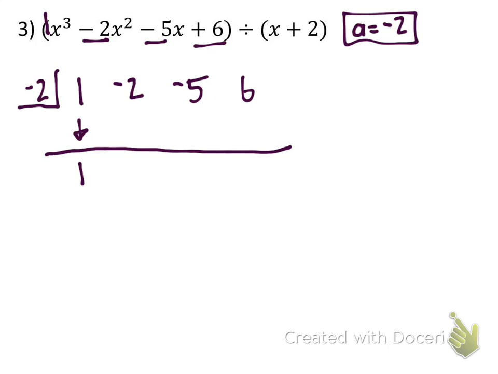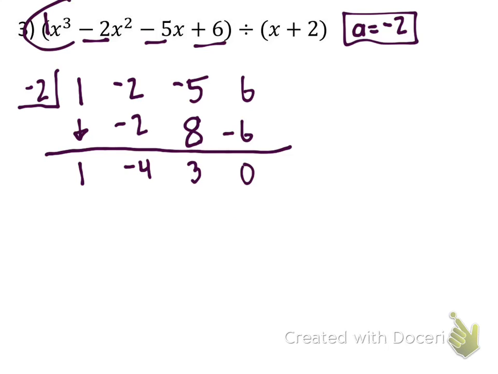1 times negative 2 is negative 2. Add them together, you get negative 4. Negative 4 times negative 2 is positive 8. Going too fast there. Negative 5 plus 8 is positive 3. Then we have positive 3 times negative 2 is negative 6. 6 plus negative 6 is 0. Now, since there's a 0 here, we know that there's no remainder. So our answer came out pretty perfectly here, right?